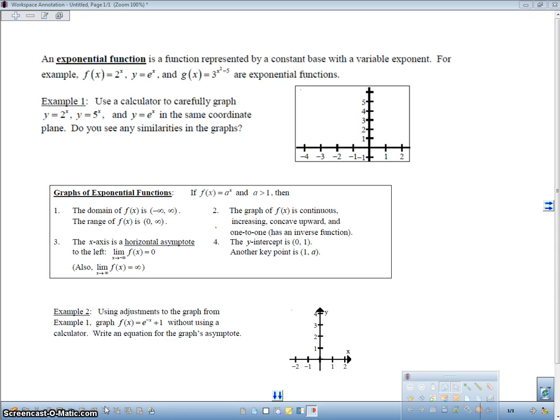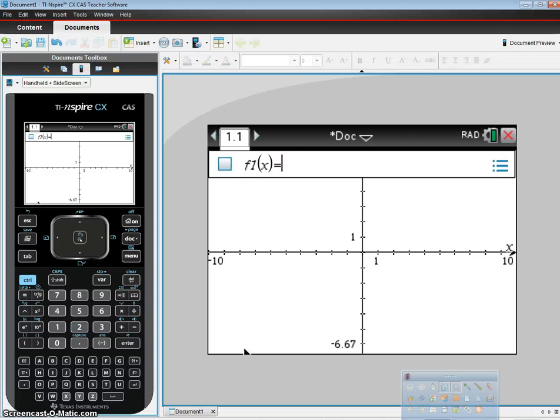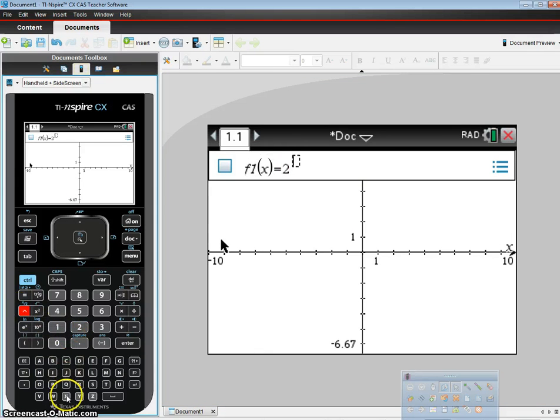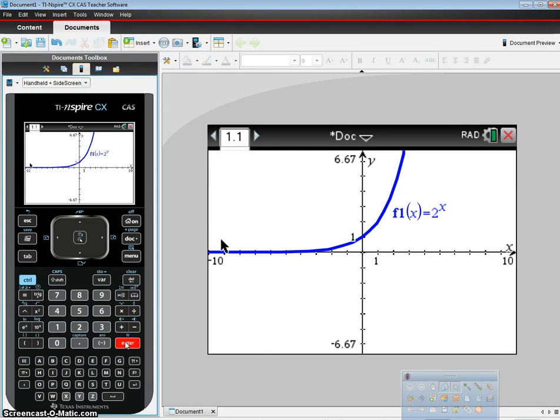So like I said, it's just going to be a quick review of exponential functions. You should have already learned this stuff in pre-calculus. I'm just going to graph these exponential functions here for you in my calculator. So y equals 2 to the x power. And there's that one.